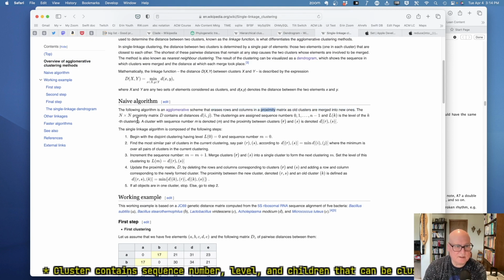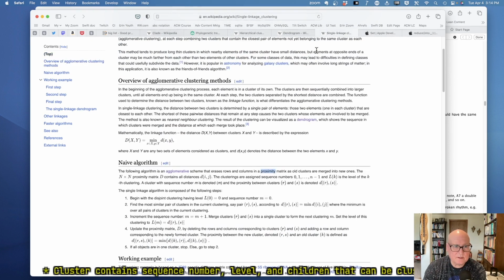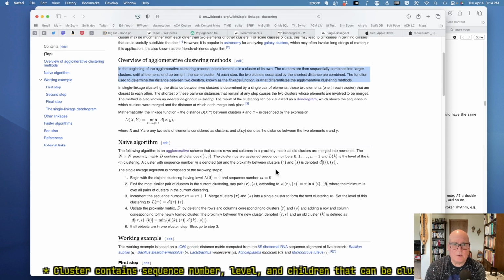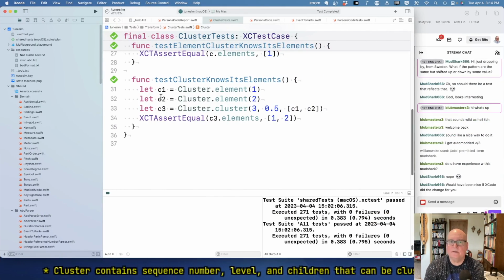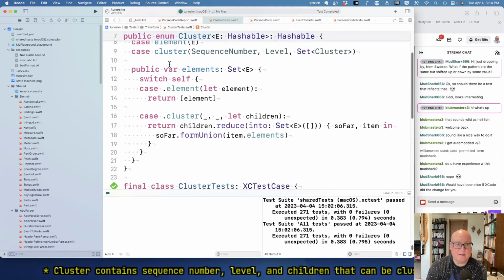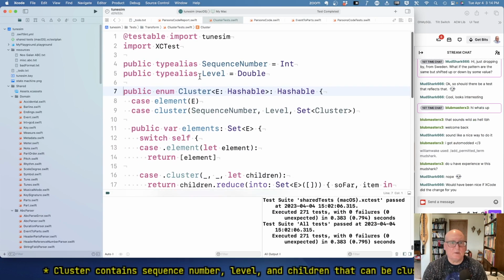So I guess what I'm wondering is, all my individual items... Where is it? Single linkage clustering. In the beginning of agglomerative clustering, each element is a cluster of its own. So that says to me I've got to create a proximity matrix that takes clusters and defines that distance. Okay. Let's define proximity.